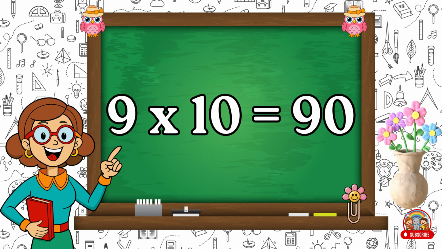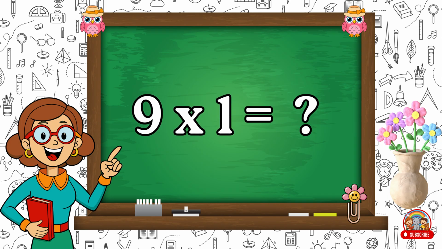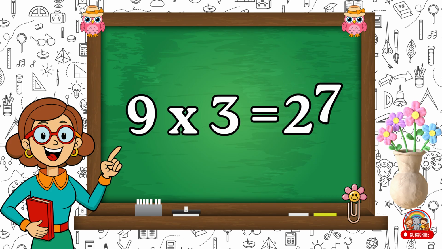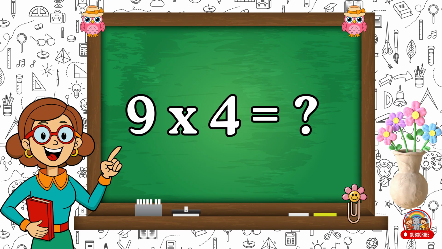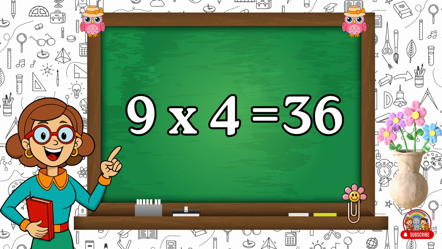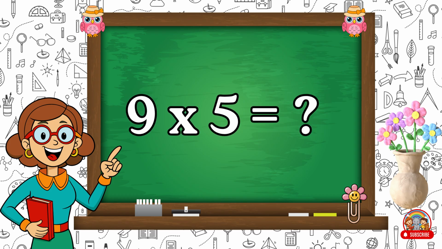So tell me children, 9 ones are 9. 9 twos are 18. 9 threes are 27. 9 fours are 36. 9 fives are 45.